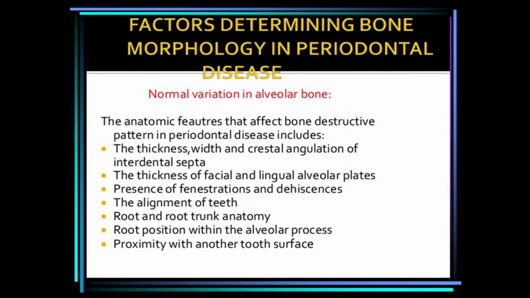Factors determining the bone morphology in periodontal disease. Normal variation in the alveolar bone can be seen due to various features. The anatomic features that affect the bone destruction pattern include the thickness and width of the crestal angulation of interdental septa, thickness of facial and lingual alveolar plates, presence of fenestration and dehiscence, alignment of teeth, root and root trunk anatomy, root position within the alveolar process, and proximity with another tooth surface. We'll be discussing in detail what these various points are and how they influence the pattern of bone.